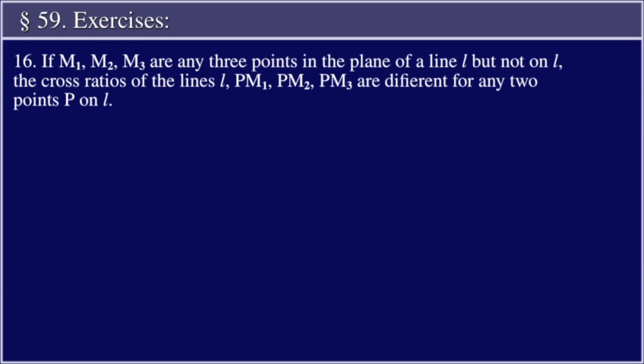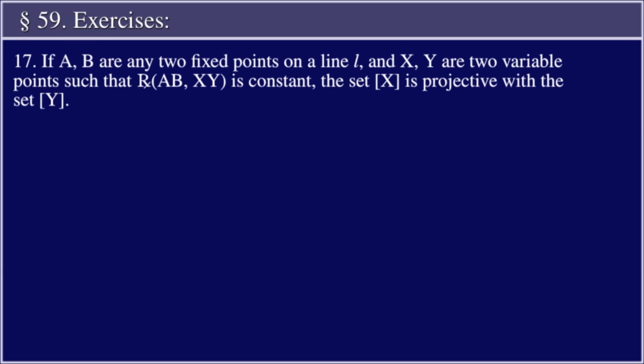16. If M1, M2, M3 are any 3 points in the plane of a line L, but not on L, the cross ratios of the lines L, PM1, PM2, PM3 are different for any 2 points P on L. 17. If A, B are any 2 fixed points on a line L, and X, Y are 2 variable points such that the cross ratio R of AB, XY is constant, the set of points X is projective with the set of points Y.